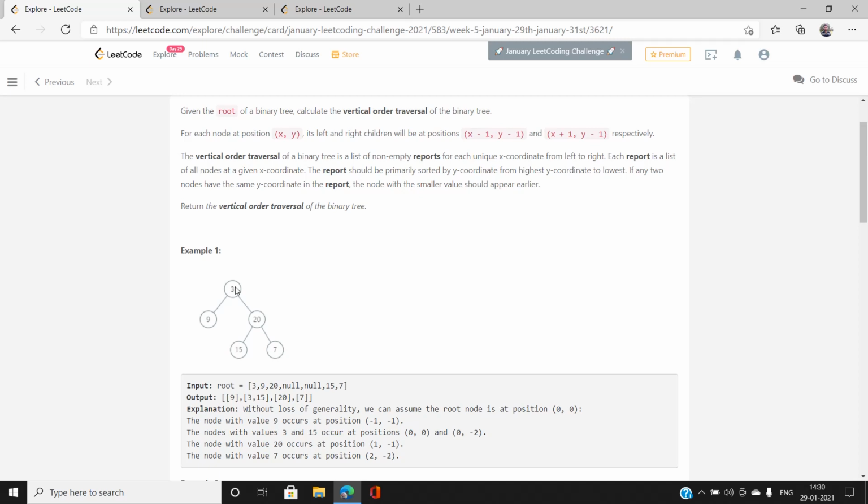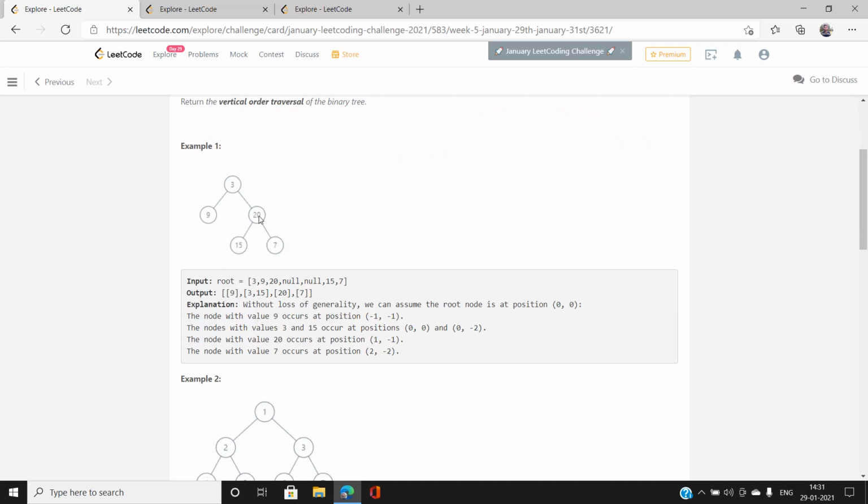So when we go from 3 to 20, our x coordinate will increase, that is x plus 1, and the y coordinate will always increase, whether in the left child or the right child. Suppose here we have 0 comma 0 for the root. So for 20 we would have 1 comma 1, and for 15 the x coordinate is going to decrease, so we would have 0 comma 2, because the x coordinate has decreased and the y coordinate always increases. Actually, the y coordinate measures the depth of the binary tree starting from the root node, which is 3.